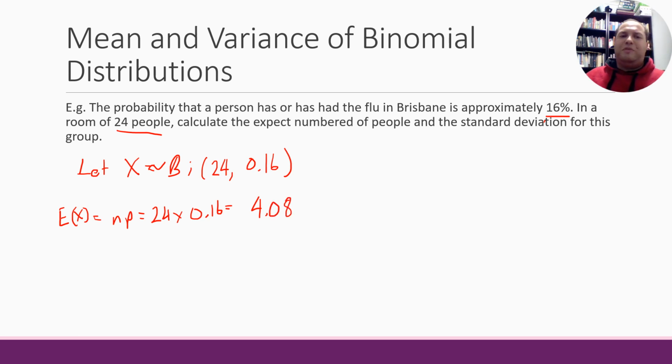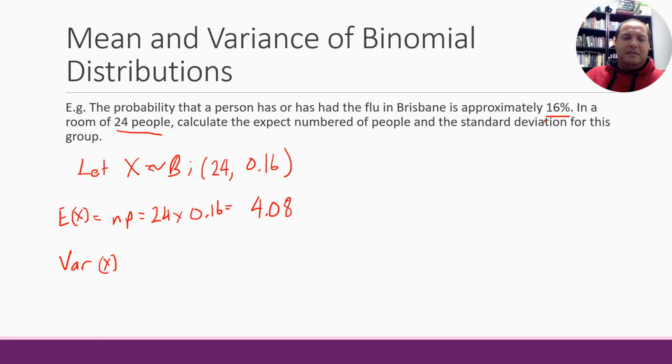So in this room of 24 people, we're expecting about 4 people to have or have had the flu in this particular situation. All right, there's my expected value. Now I will need to work out my standard deviation. So my first step is to work out the variance.